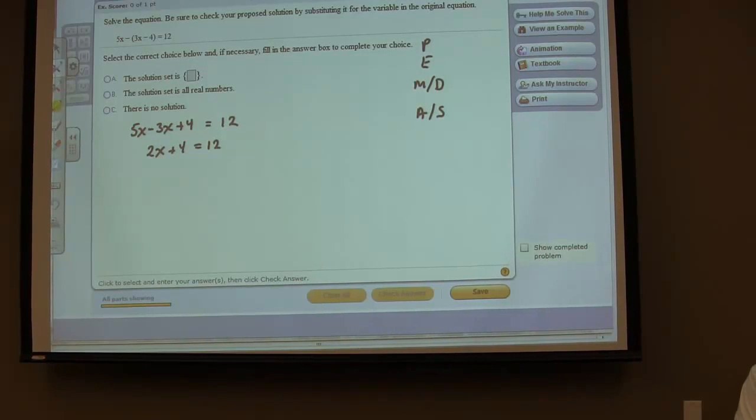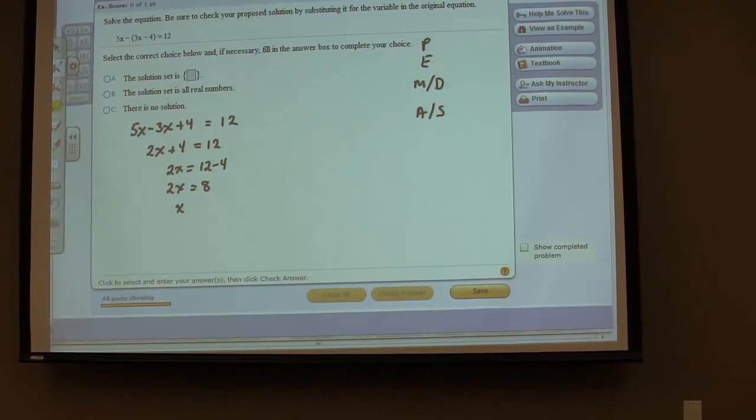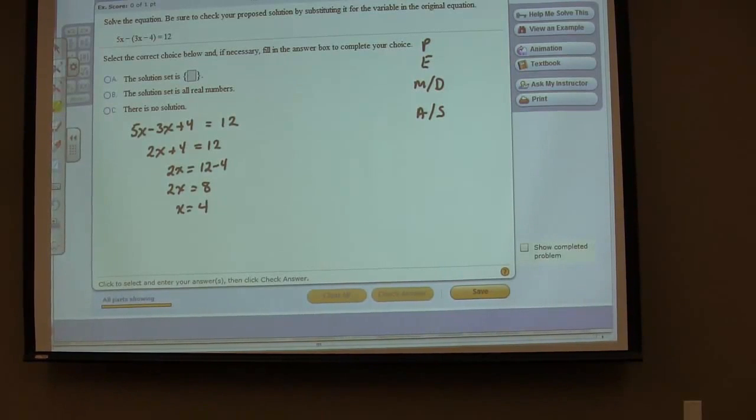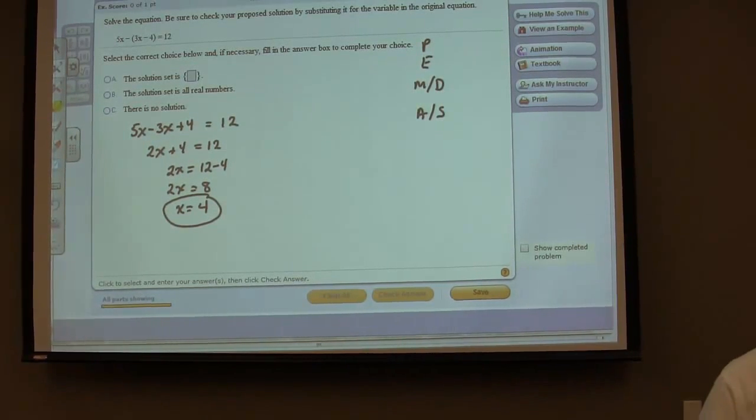Now, let's move the 4. To move a positive 4, I want to add a negative 4. So this is going to be 2x is equal to 12 minus 4, or 2x is equal to 8. Now we want to move the 2. It's multiplying the x, so we want to divide by 2. And x then would equal 4. And that would be your solution to that problem.